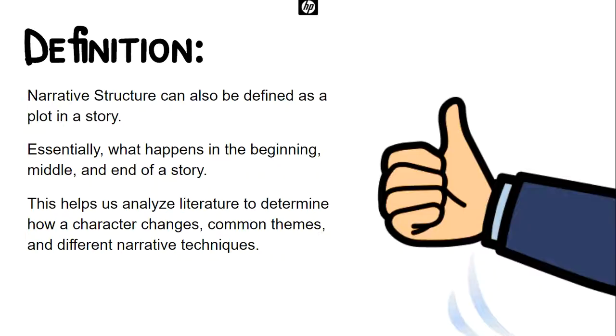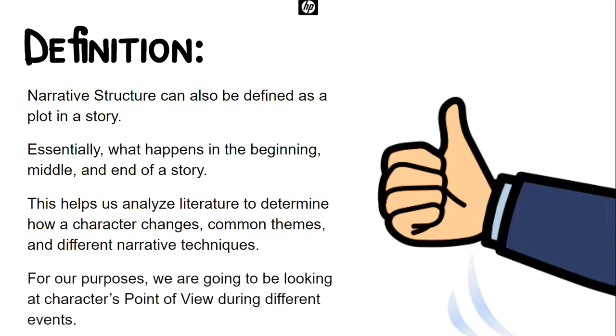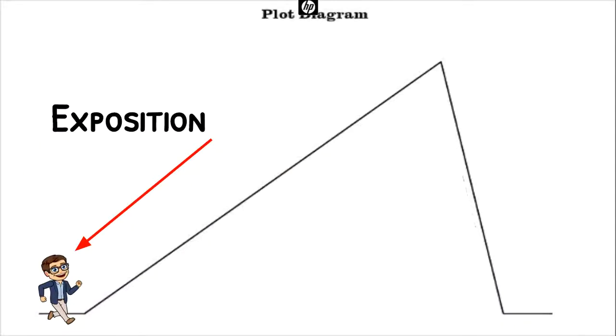So this is going to help us analyze literature, not only books and short stories, but also movies and music that we look at to see how a character changes, common themes, and different narrative techniques used. For our purposes, we're going to be looking at the character's point of view and how they react to these events in a narrative structure diagram. So this is a plot diagram for you right here.